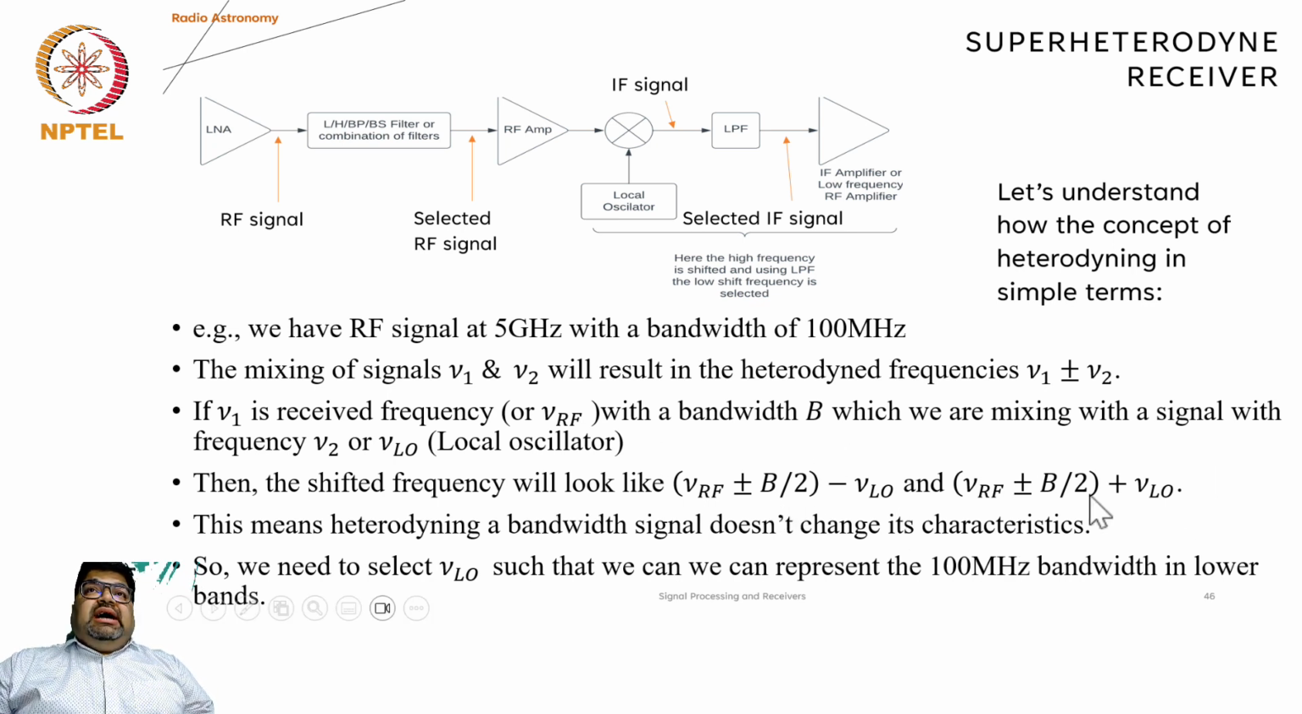We don't allow the higher value because typically a superheterodyne receiver is followed by a low pass filter actually.